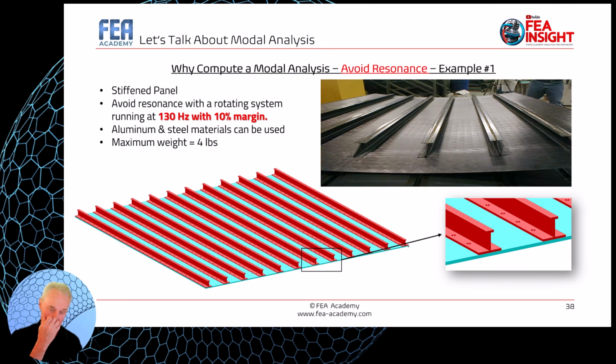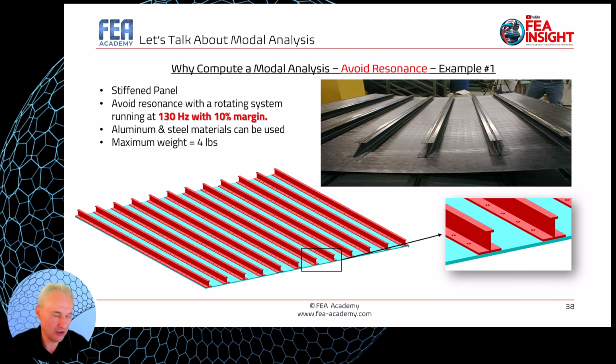So I'm going to show you a first example, a very simple one, which is a stiffness panel. Imagine you need to build this stiffness panel and install it into a mechanical system, close to a rotating system. This rotating system is running at 130 Hertz. So you need to avoid resonance with the rotating system at 130 Hertz, and you want to keep a 10% margin, okay?